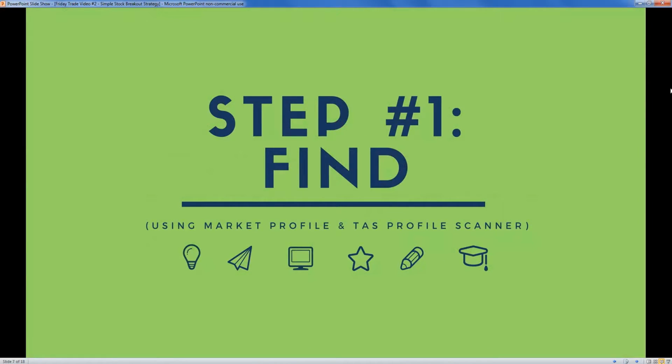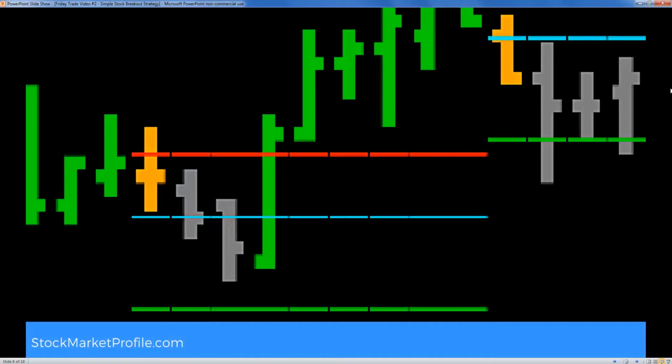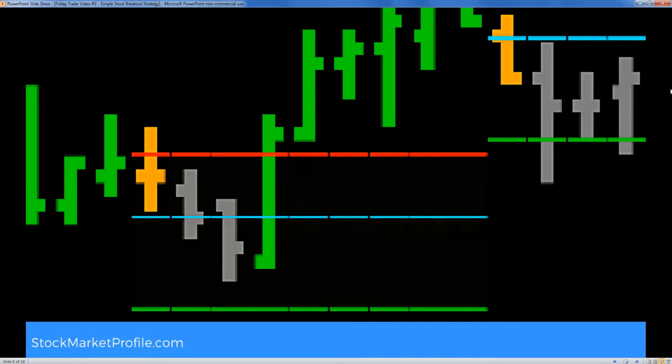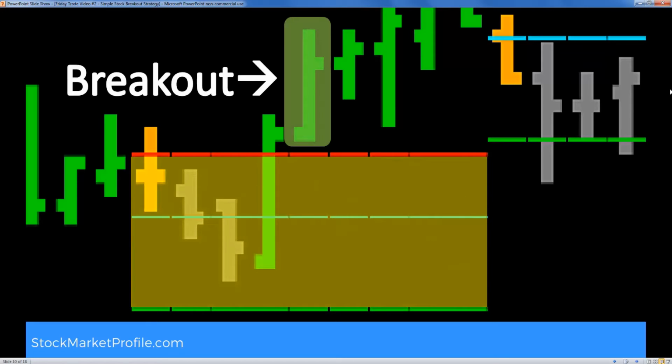Step 1 is find. We need to find our breakout trade. First, let's define what we mean by a breakout. In this case, it's going to be where the market is in the value area, shown highlighted here, and then it breaks out and closes above this value area.